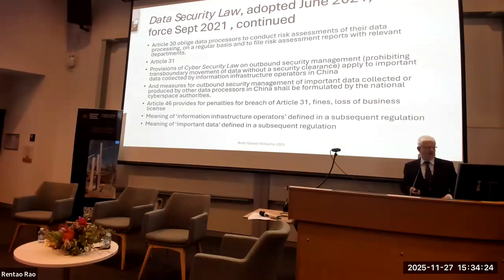In addition, under that law, Article 30 obliges data processors to conduct risk assessments of their data processing on a regular basis and to file assessment reports with relevant departments. Article 31 says that the provisions of the cyber security law apply to important data by information infrastructure operators. And then it says that measures for outbound security management of important data collected or produced by other data processors shall be formulated by the cyberspace authorities, which they have been doing bit by bit. There are significant penalties, and they have introduced subsequent regulations of the cybersecurity information to define what they mean by important data and other aspects of these rules.